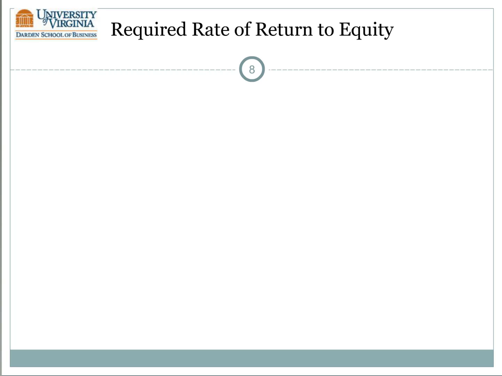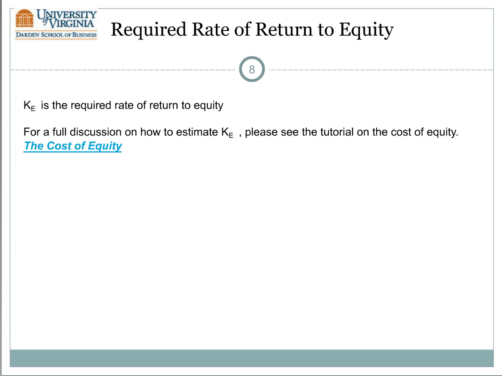Now let's look at the required rate of return to equity. K sub E is the required rate of return to equity. For a full discussion on how to estimate K sub E, please see the technical note on the cost of equity. Here we will use the CAPM, or the capital asset pricing model, to estimate K sub E.